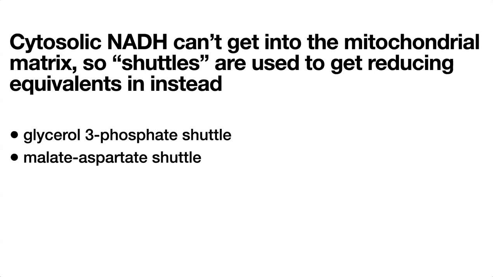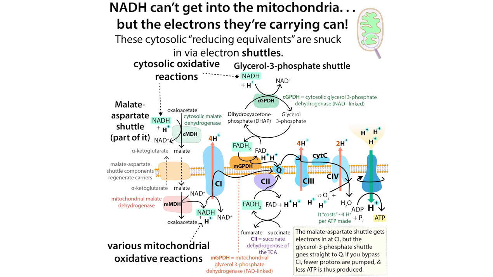The two main examples we're going to be talking about today are the glycerol-3-phosphate shuttle and the malate-aspartate shuttle, which are ways in which our cells can take electrons from NADH in the cytoplasm, such as are generated from glycolysis, and transfer them into the mitochondrial matrix, where they can be used to power the electron transport chain. Let's start by talking about the glycerol-3-phosphate shuttle.